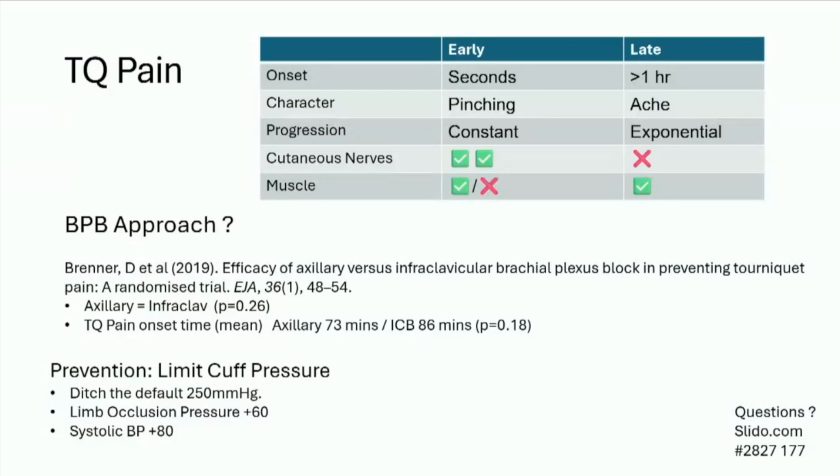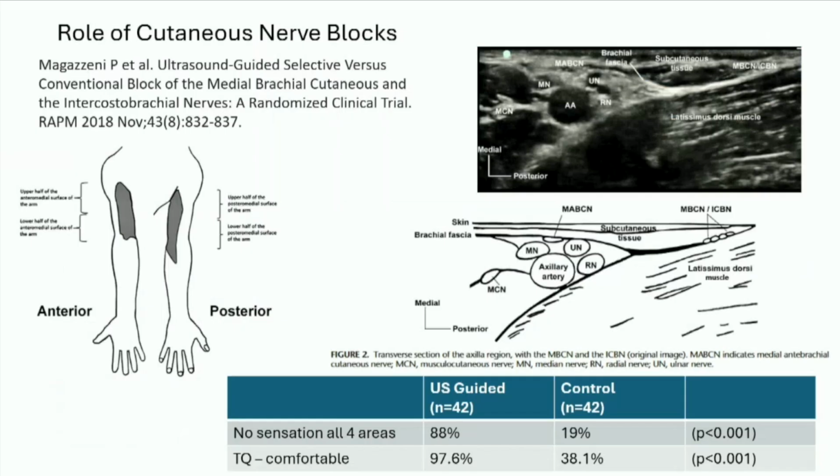You can use different techniques. You can look at the limb occlusion pressure, which in the real world very few people actually measure, and then add 60, or you can use the systolic as a guide, and then I'd say add a bit, not typically 80 as has been described. Or we can block these cutaneous nerves for the early pain.